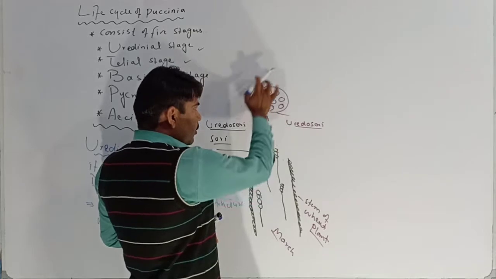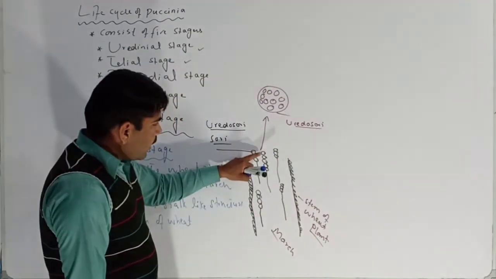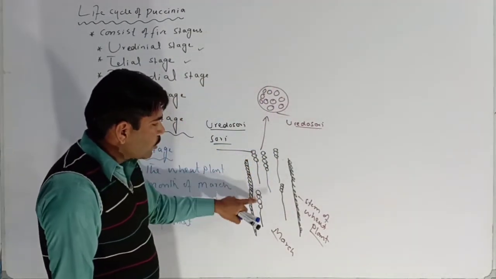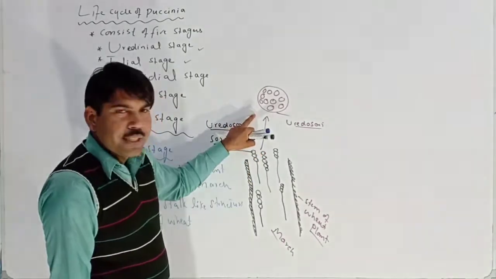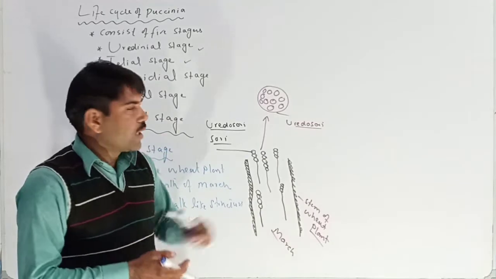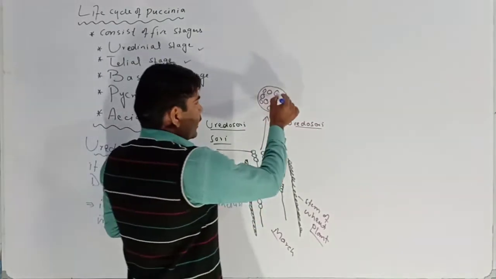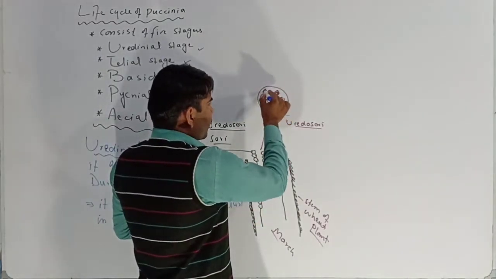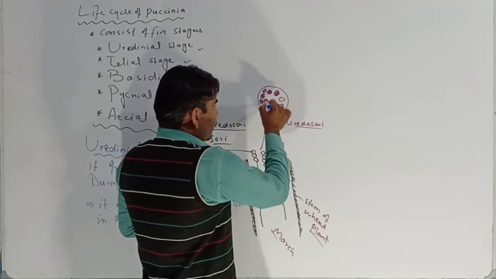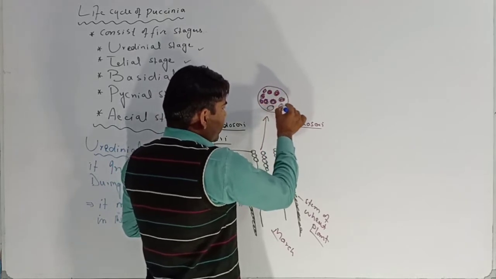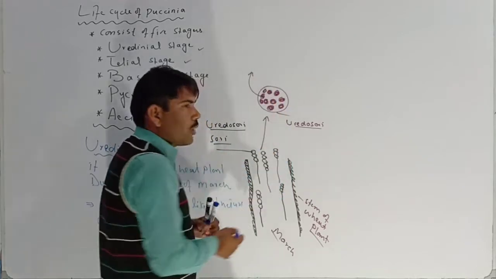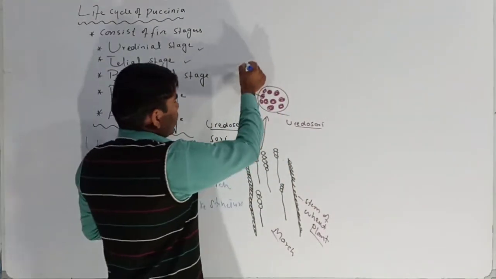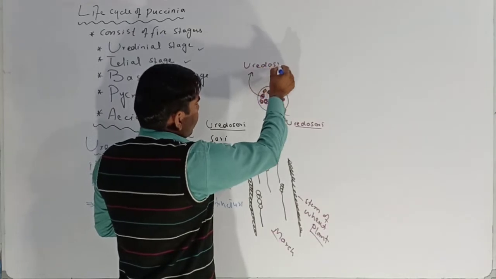All these sori are known as uridosori, and each uridosorus contains many spores inside it. These are the spores which are produced inside the uridosori, and these spores are known as uridospores.